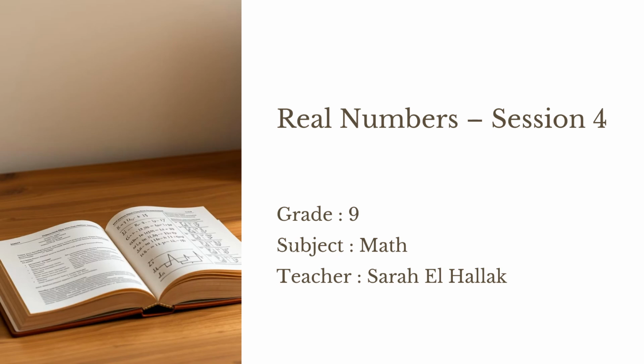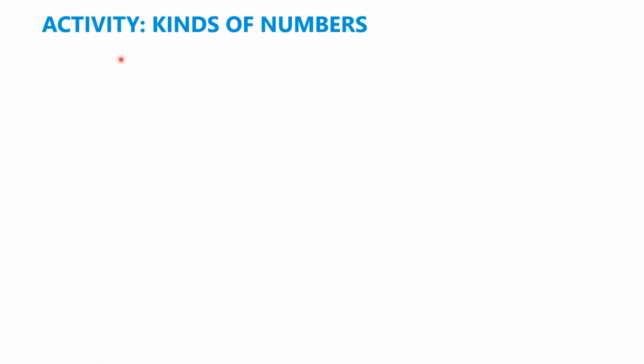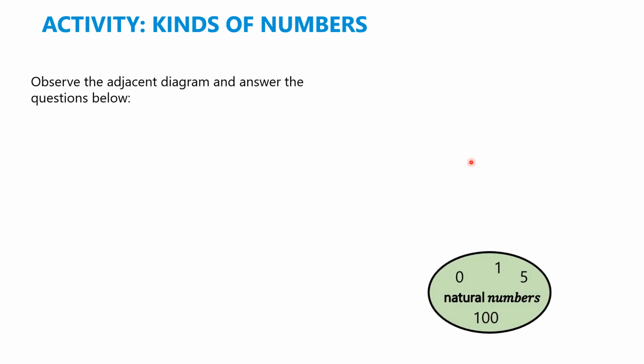Today we're going to start with session 4 of our lesson, which is real numbers. It's teacher Sarah. Today we're going to talk about and explain real numbers, rational numbers and irrational numbers. So let's start with this activity, kinds of numbers. First of all, we have to observe the adjacent figure.